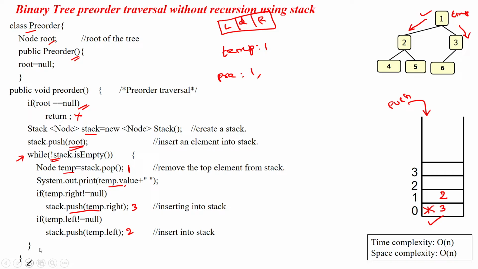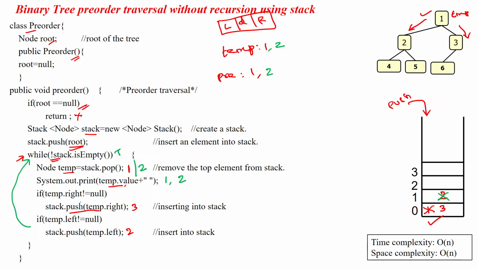Now again we go back to the stack and check whether it is empty or not. Not empty, so that is true. Then we pop the element. The top of the stack is 2, so 2 is popped. Temp is now assigned 2, and we print the temp value. Previously 1 was printed, now 2 is printed.